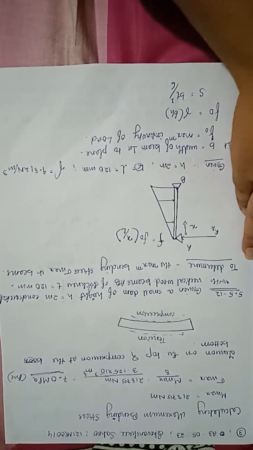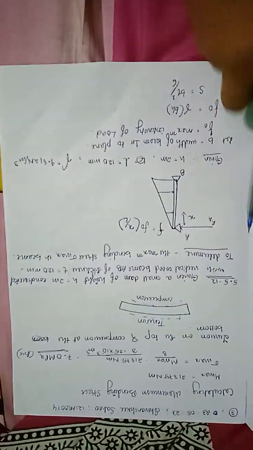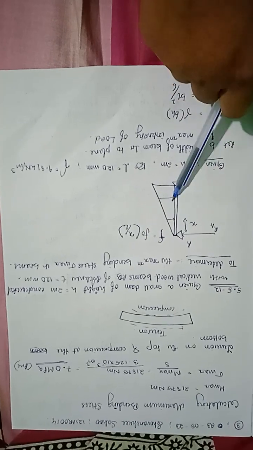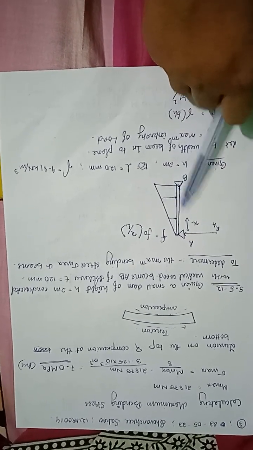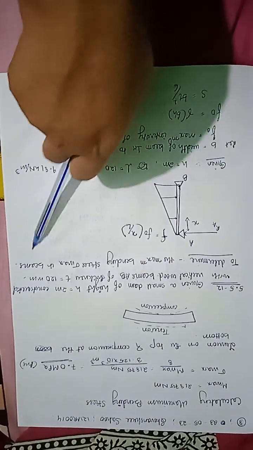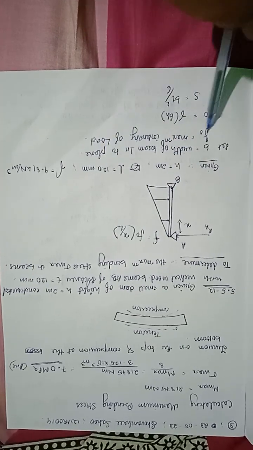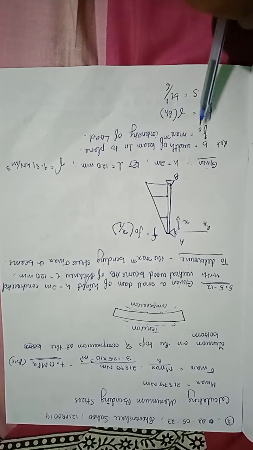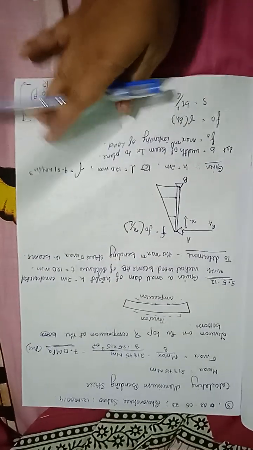Now coming to next problem 5.5 number 12. Given there is a small dam of height 2 meter constructed with vertical wooden beams of thickness t equal to 120 mm. We have to determine the maximum bending stress in the beams. So given h is equal to 2 meter, t equals 120 mm, b is width of beam perpendicular to board, F naught is maximum intensity of load. So F naught is equal to rbh, and section modulus is equal to bt square by 6.